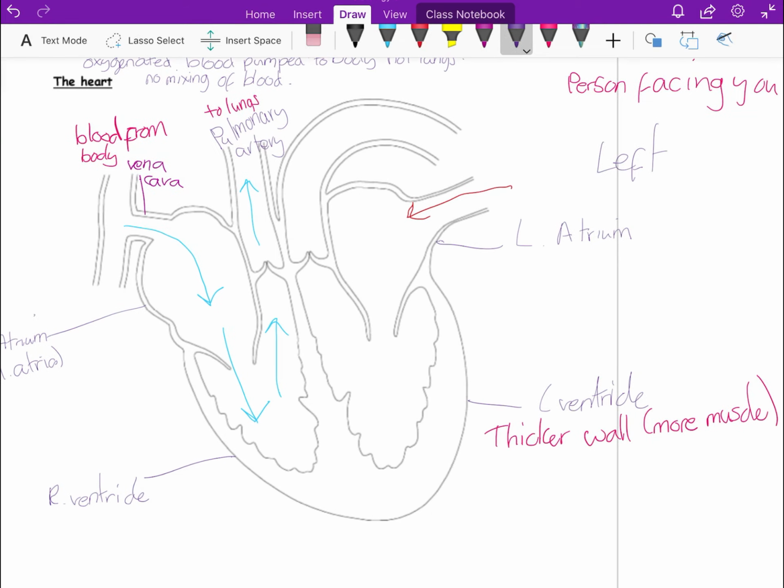Blood will then return to the heart. Now I've swapped to using a red arrow there, because now the blood is going to be oxygenated, and that blood's going to be entering in through the pulmonary vein.